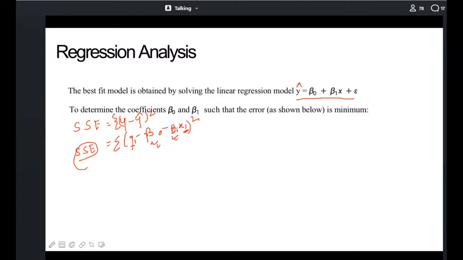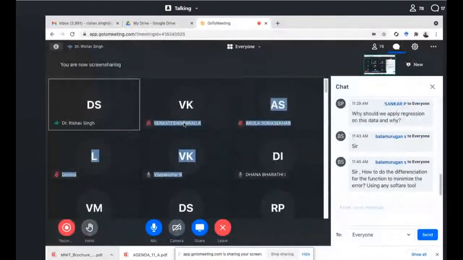Beta naught and beta 1 we don't know, because this y cap, the predicted output, is represented by this linear regression form. When I put this in, I want the sum of squared error to be minimum. So I first differentiated this with respect to beta naught and equated it to 0 so that I can get the value, and similarly I did it for the other. That is how you do it mathematically. If you don't want to, there are functions available.